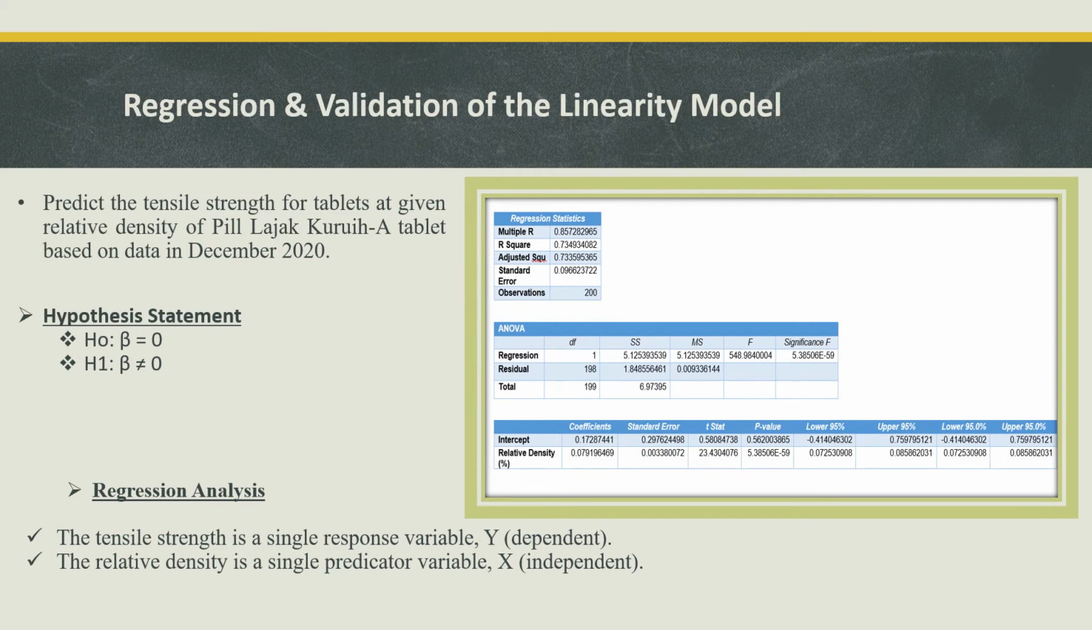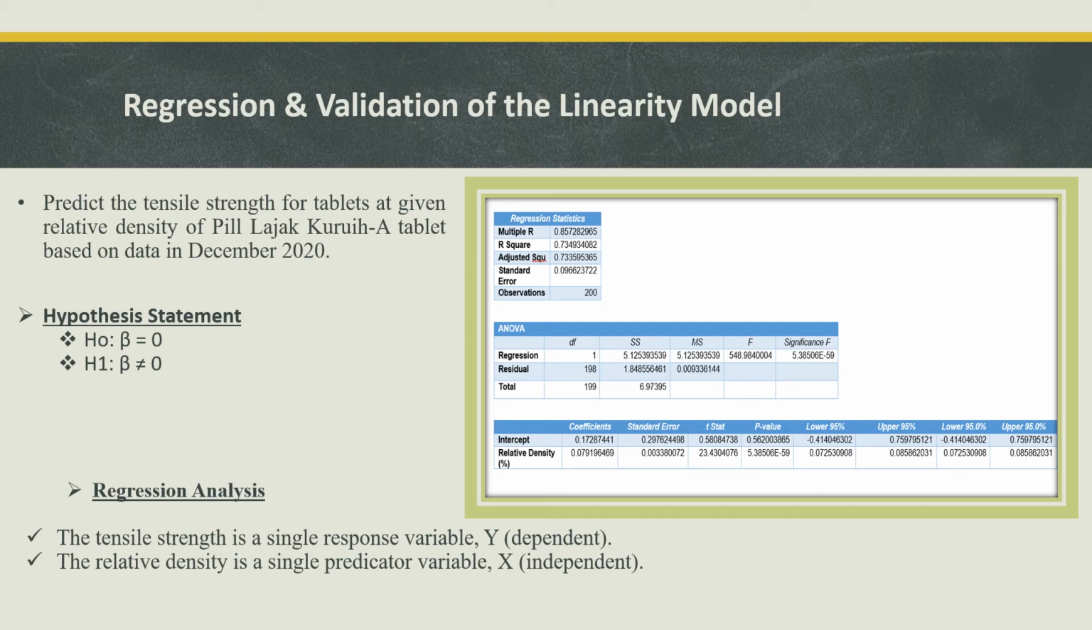And here, part D, which is the simple linear regression interpretation, where we find the relationship between the dependent variable y, which is tensile strength, and the independent variable x, which is relative density. The requirement here is to predict the tensile strength for relative density of 68%, 74.3%, and 80.1% based on the data.